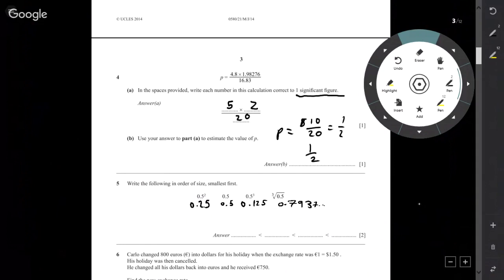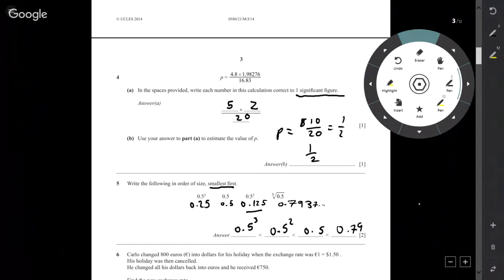Question number 5, again, a simple calculator question. What I would do is basically use your calculator to find out the value of all of these first, and then you simply just look for the one that is the smallest, because they want smallest first. So we see this is the smallest, so put 0.5 to the power 3. Second smallest is this one, so 0.5 to the power of 2. Third smallest is just 0.5. And the biggest is 0.79.